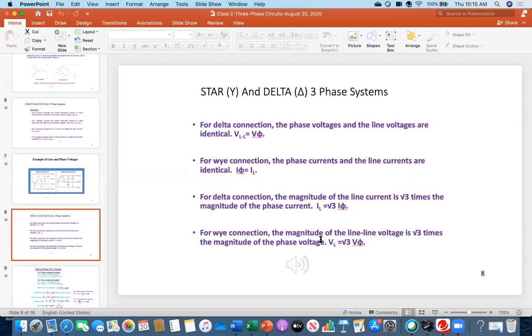For Y connection, the magnitude of the line to line voltage, or simply line voltage, is root 3 times the magnitude of the phase voltage. Therefore, these things are very, very important to solve numerical problems and to understand many concepts. So is everybody fine so far?